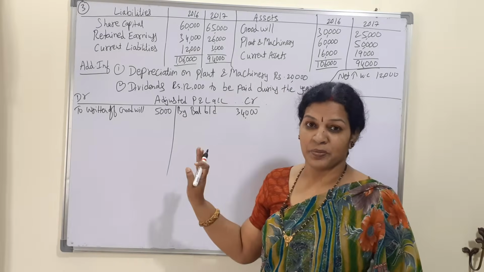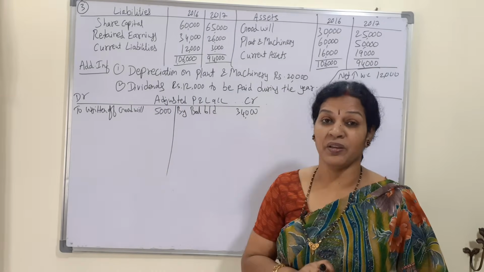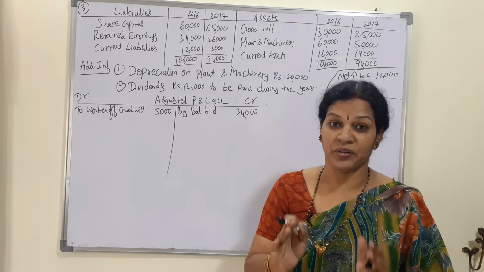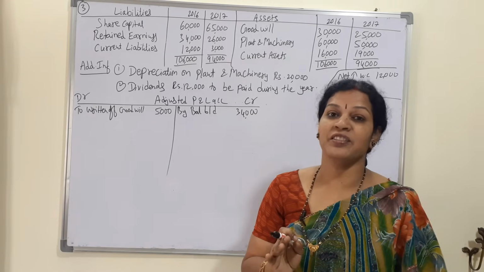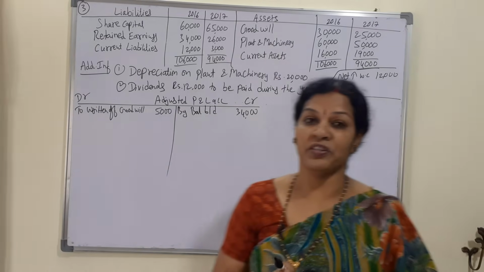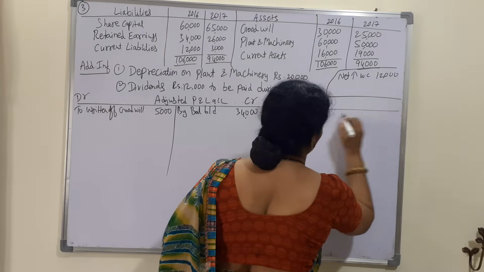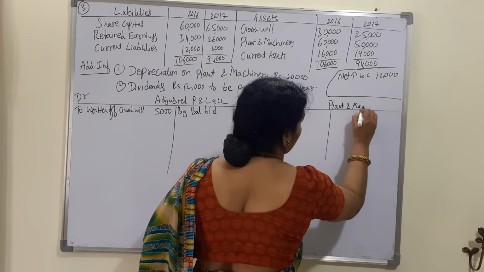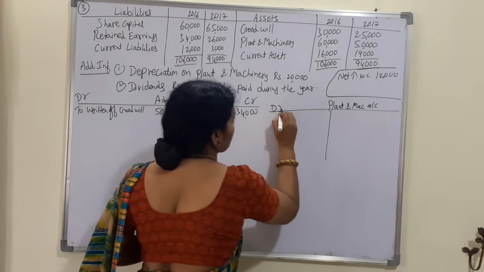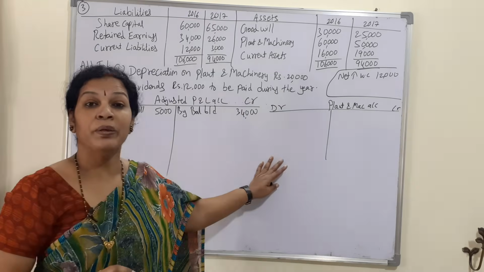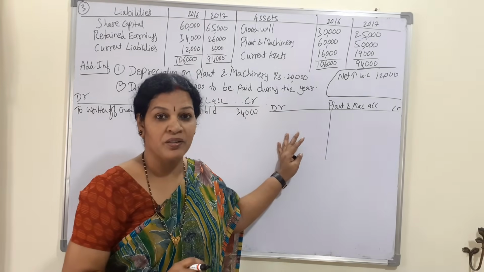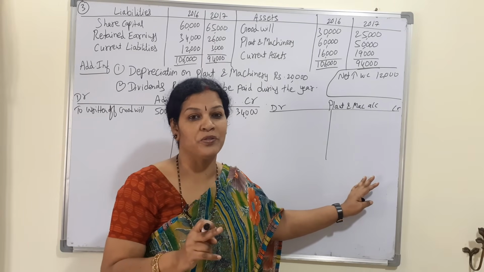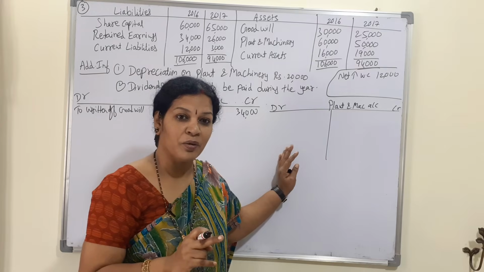After this, coming to the adjustments. The first one is depreciation. Whenever depreciation is given in the adjustments, you have to open an account, that asset account. Depreciation on plant and machinery is given, so we'll open the plant and machinery account, with debit and credit sides. Remember, if you are opening any asset account, the opening balance will be on the debit side and the closing balance on the credit side. If you are opening any liability account, it is the opposite: opening balance on the credit side and closing balance on the debit side.